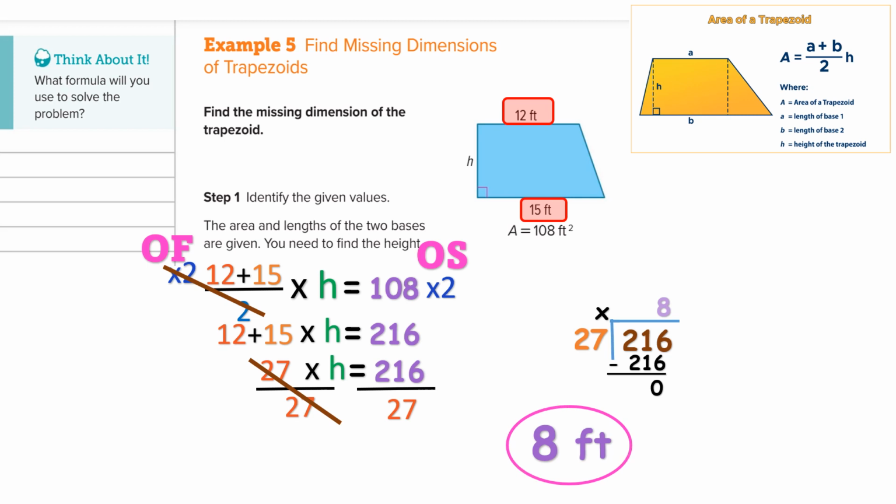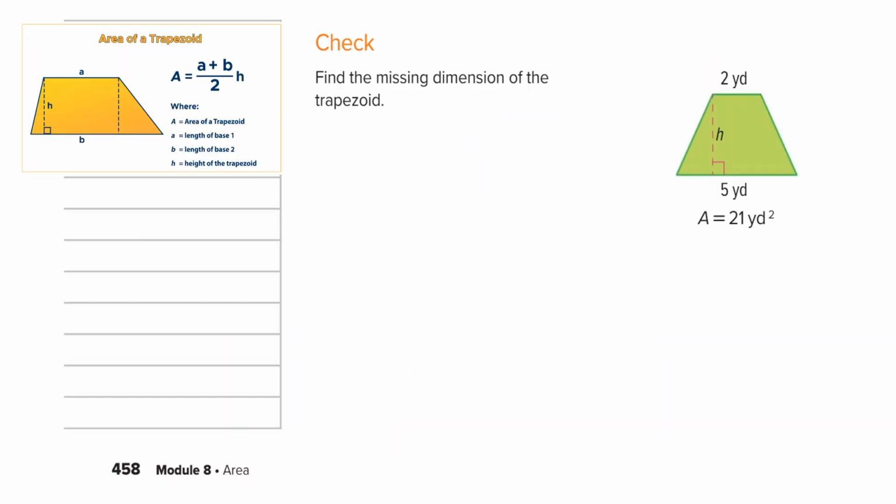Once again, that's going to be a straight unit. It will not be squared because that's a measurement. That's not the area. Does that make sense? Just taking the missing measurement and solving for it.